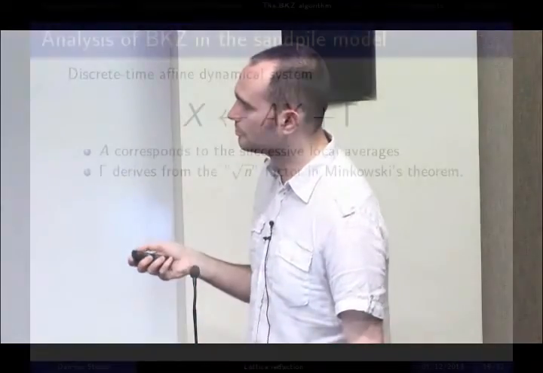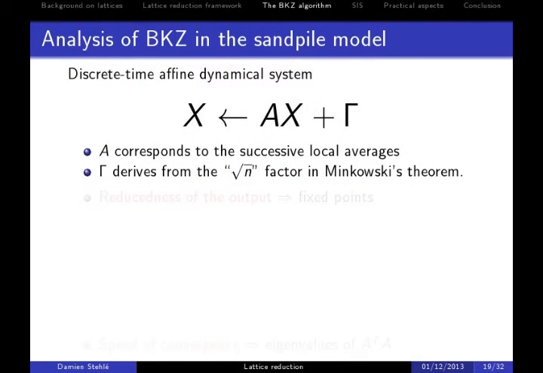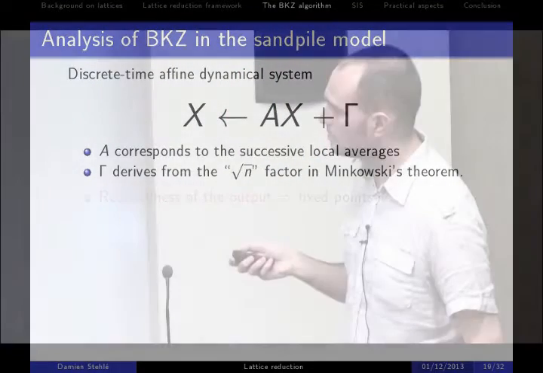So every local HKZ is an affine transformation on the x's. So if I do a full tour, I get an affine transformation on the x's. So we can do the computations. So A corresponds to the successive local averages, and gamma corresponds to the offsets. So you can actually compute values for A. For A, it's rather nice because it derives from the all-one matrix. And for gamma, it's a bit more cumbersome because it involves the root n factors that occur in Minkowski's theorem. So you can look for this, and that's the effect of one tour.